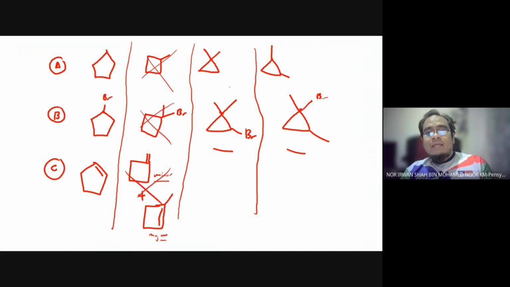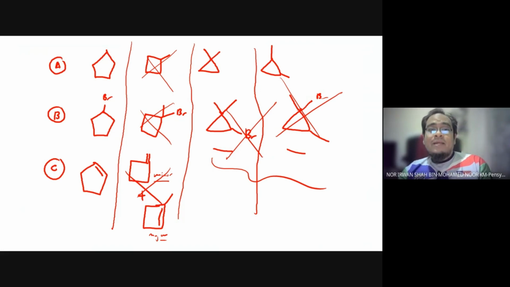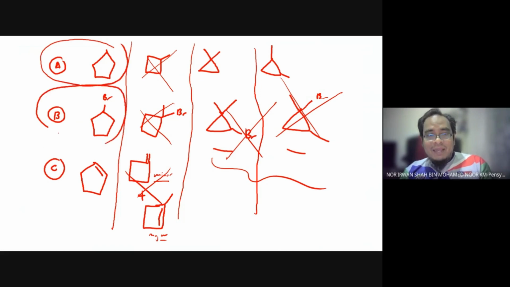Sama juga, ini pun yang lagi 2 ni kan. Ini pun sama. Kalau you buat kedua-dua ni, kita akan dapat major dan minor alkene. So that's why dua-dua ni pun bukan dia punya jawapan. Jadi, apakah jawapan dia guys? Inilah dia. Inilah A. This is A. This is B. Dan this is C.